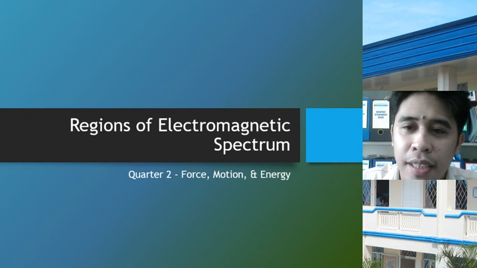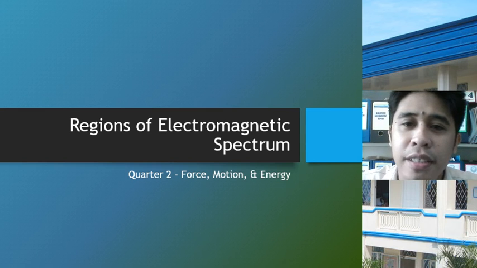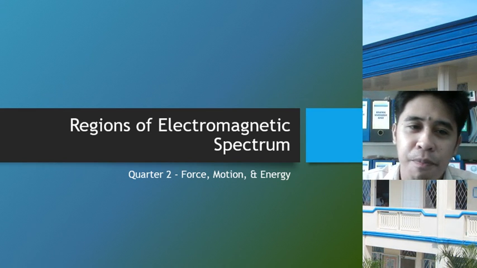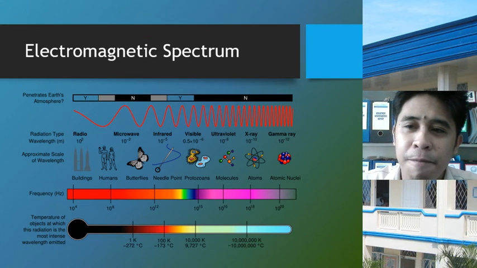This is the third part of our discussion on the different regions of the electromagnetic spectrum. In this video, we will talk about the ultraviolet rays, X-rays, and gamma rays.